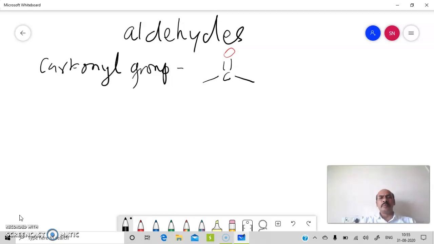If that carbonyl group is connected to OH, it will be carboxylic acid. If that carbonyl group is connected to Cl, that will be acid chloride. If that is there to OR, it will be ester. But if there is only carbonyl group C double bond O and no other special functional group connected to it, the compound may be aldehyde or ketone.